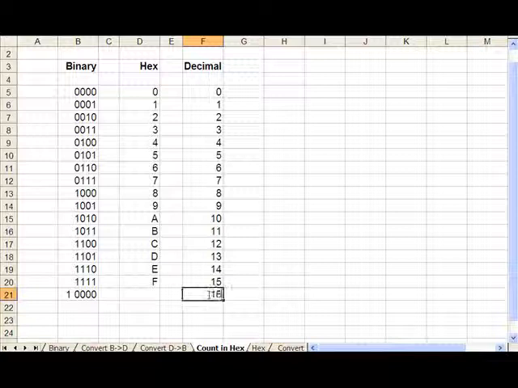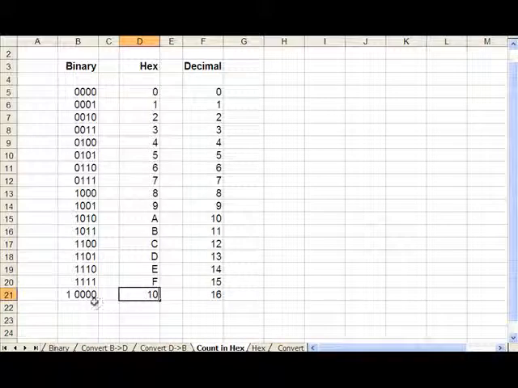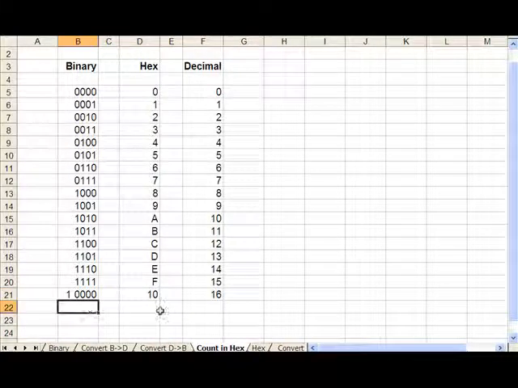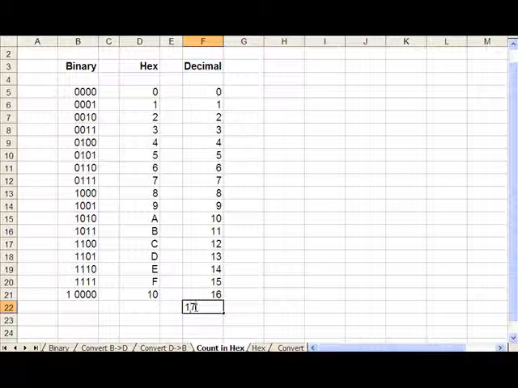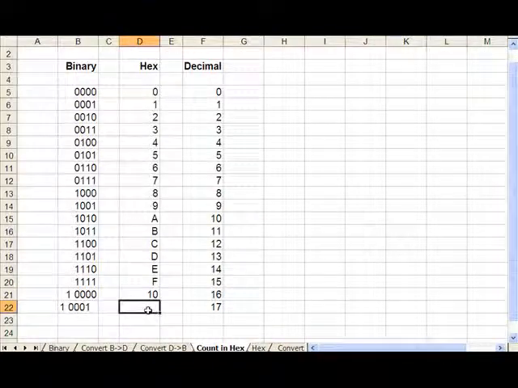In decimal, of course, 16 is 16. And in hex, we have one group of 16 and 0 groups of 1. So how would we represent 17? In decimal, it's 17. In binary, one group of 16 and one group of 1. And in hex, one group of 16 and one group of 1.